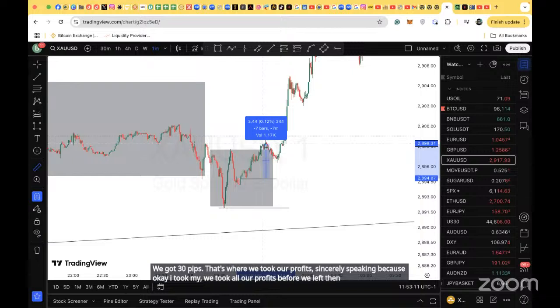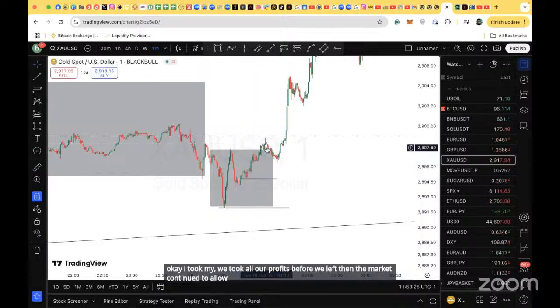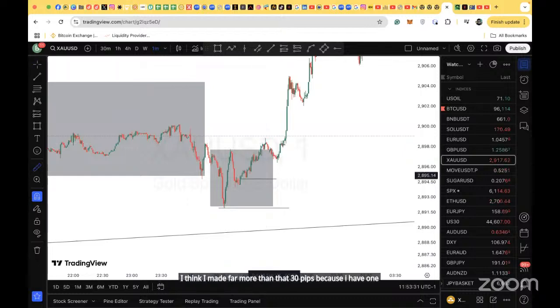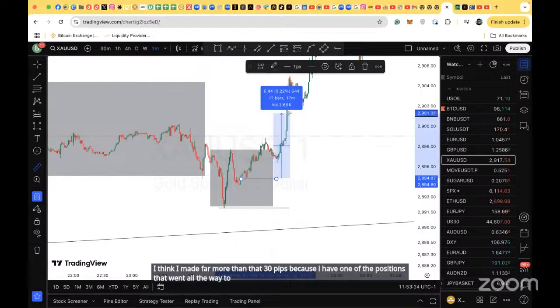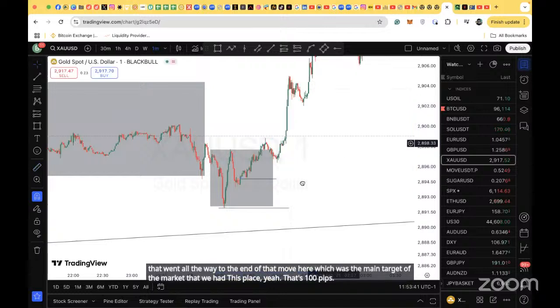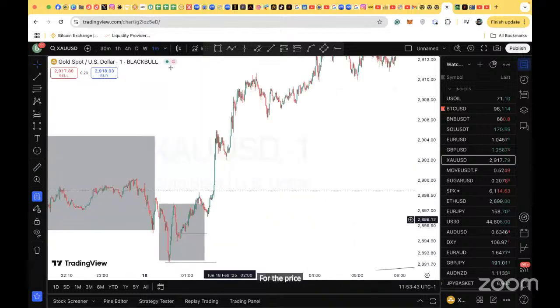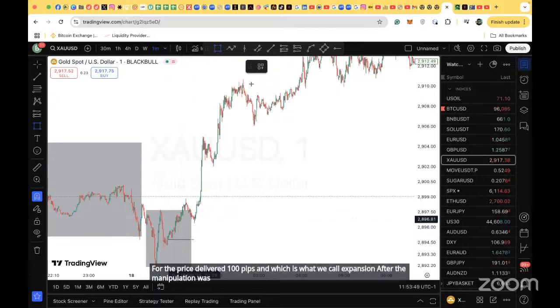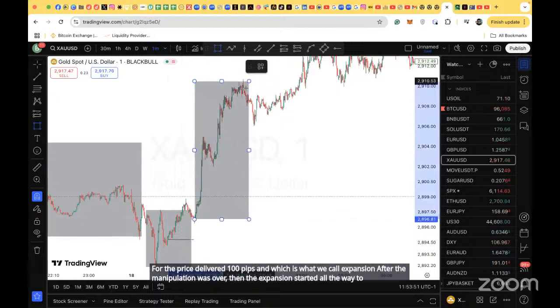Then the market continued, so I allowed the trade to run and I showed you the profits I made. I think I made far more than that 30 pips because I have one of the positions that went all the way to the end of that move here. This was the main target of the market, this place here. That's 100 pips. So the price delivered 100 pips, which is what we call expansion. After the manipulation was over, the expansion started all the way to this place here.